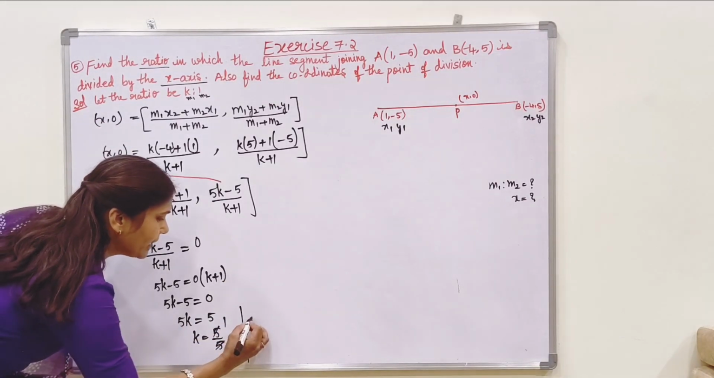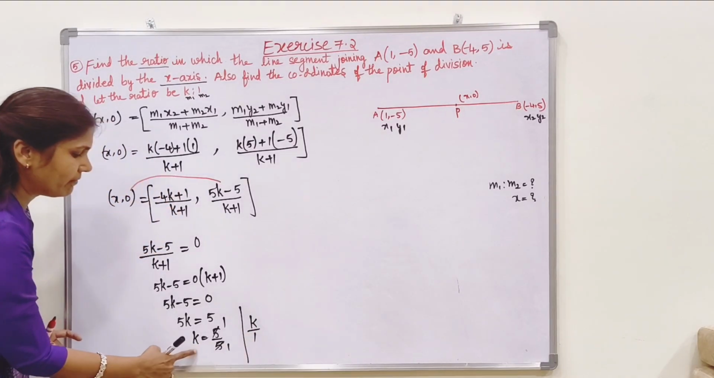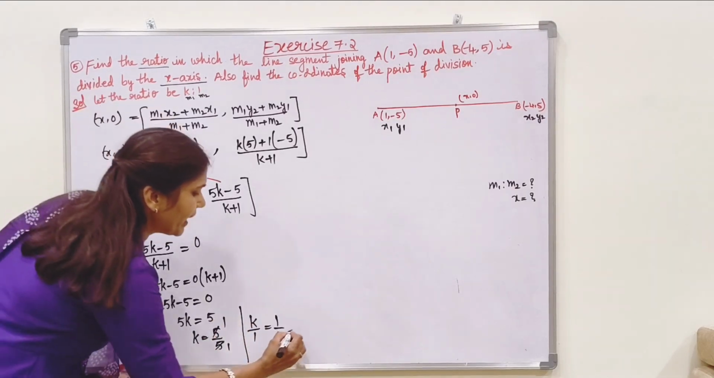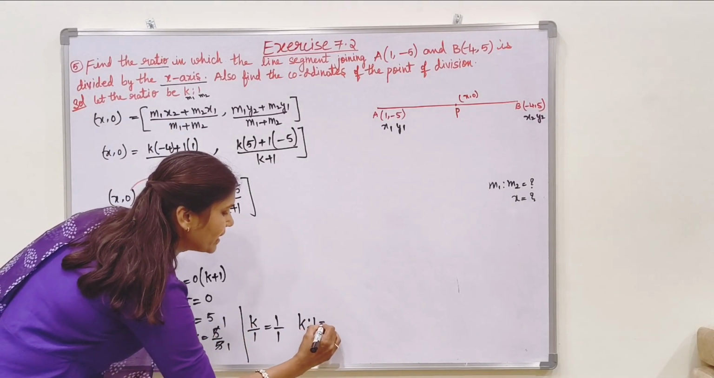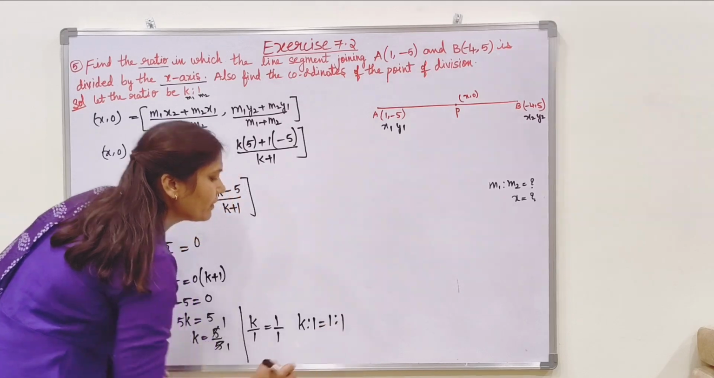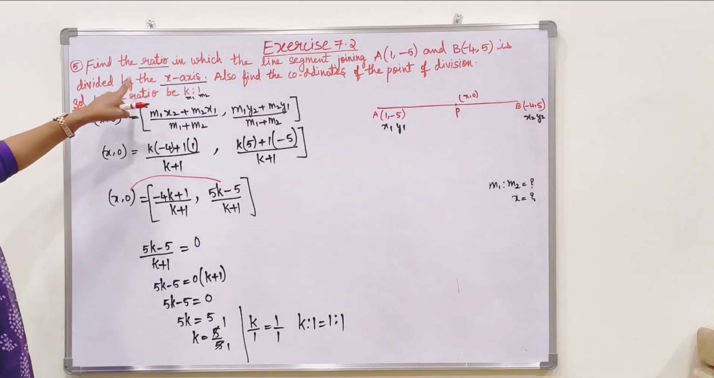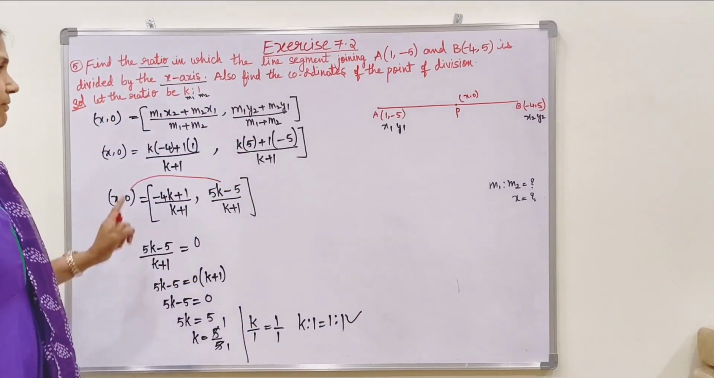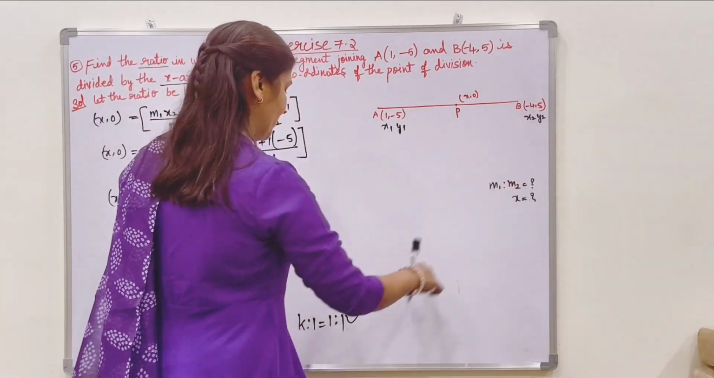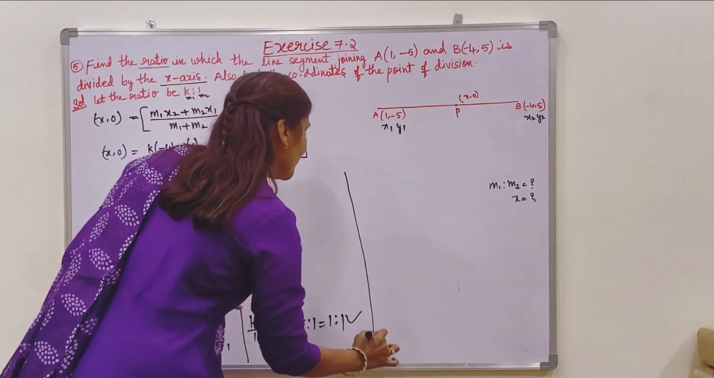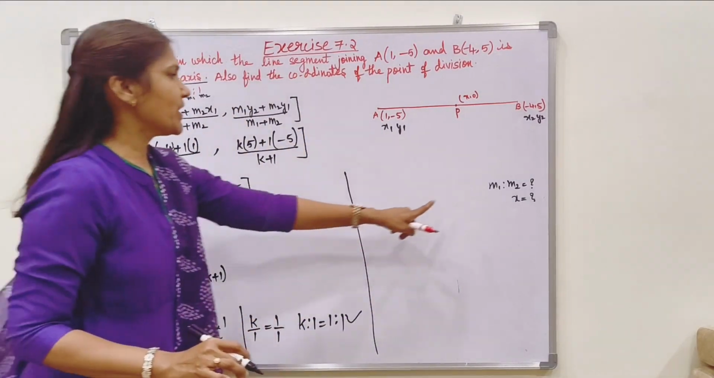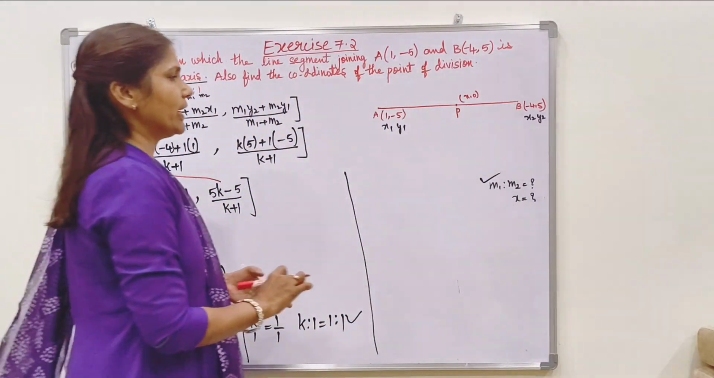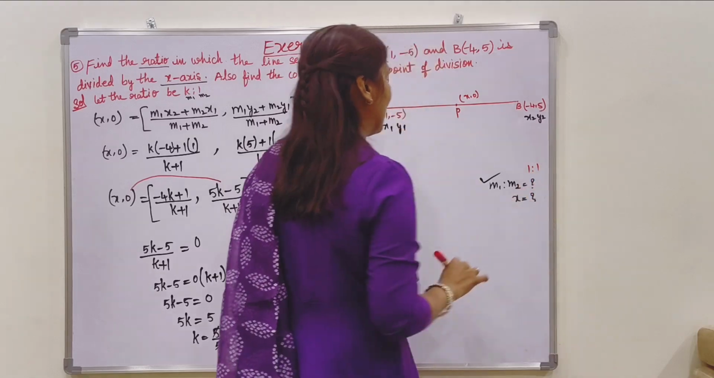So k by 1, with 1 down, is equal to 1 by 1. How can you write the ratio? K is to 1 is equal to 1 is to 1. So the first answer you got is the ratio, M1 is to M2 is equal to 1 is to 1. I will write here, 1 is to 1 is the answer.